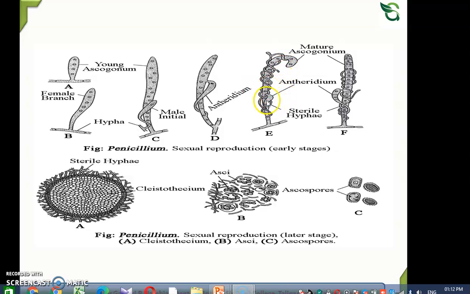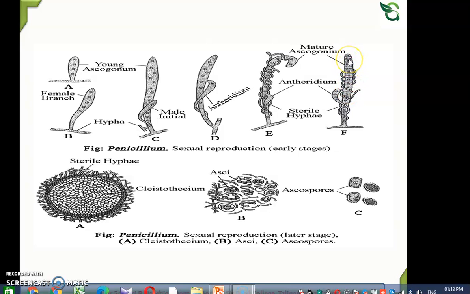Then at the time of fertilization, the antheridium and ascogonium come in contact with each other. At the point of contact, the wall will dissolve and fusion will take place. At first, only the cytoplasm will fuse together, and the process is known as plasmogamy. As soon as the wall dissolves, the nuclei will not fuse together. Both the male nuclei and the female nuclei will lie side by side.